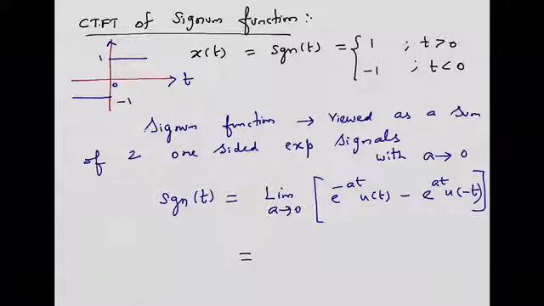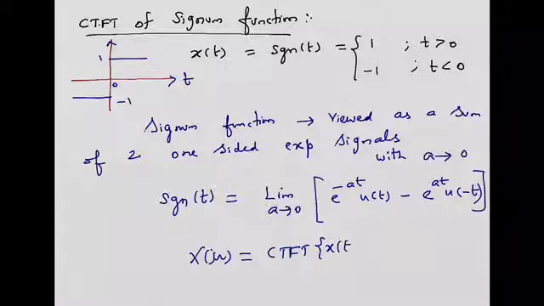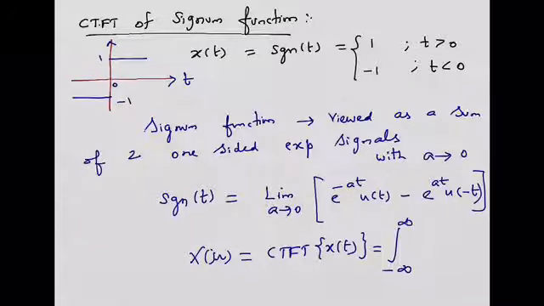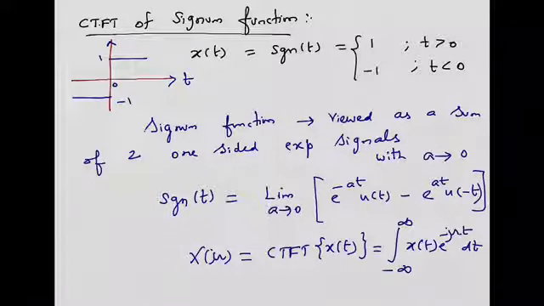For this signal, when we want to calculate the Fourier transform, according to the Fourier transform formula, X of j omega will be equal to the CTFT of the signal, which is to be transformed into the Fourier domain. Actually, according to the formula, x of t is to be projected on e power minus j omega t, and the area under this projection is calculated by integration from minus infinity to plus infinity of x of t e power minus j omega t dt.